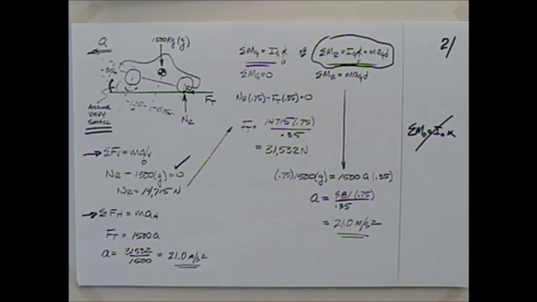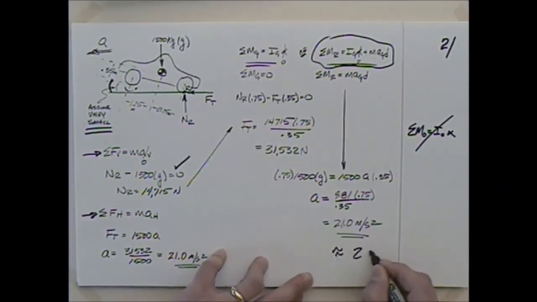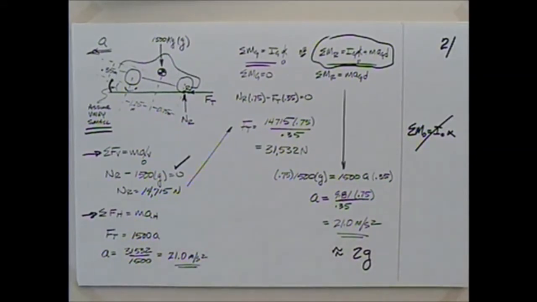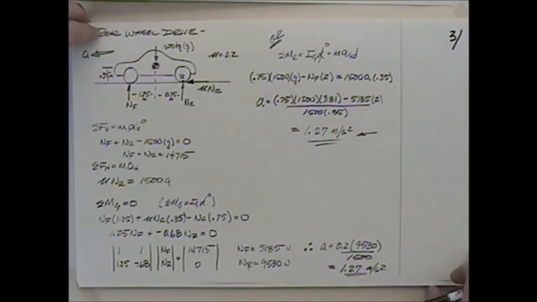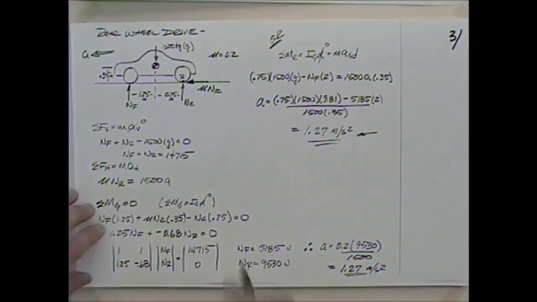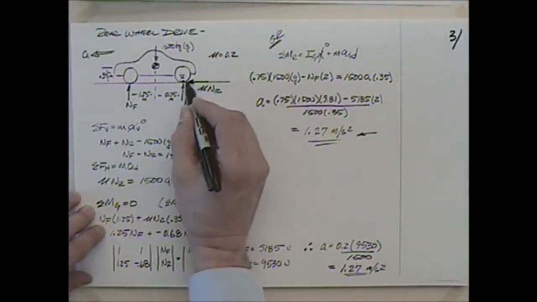So we went through this last time. We came up with the acceleration. It'd give you a really high acceleration, 21 meters per second squared. That's about 2g. When we talk about g's, that's about 2 g's. Then we looked at the other case. Instead of it doing a wheel stand, instead of it pulling the front wheels off the ground, it's just on the verge of breaking traction here.